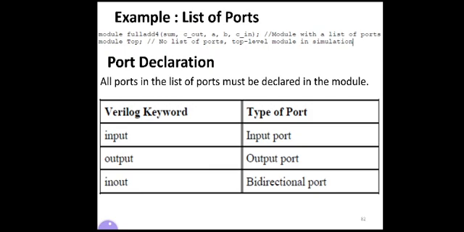There is one more port, which is a bidirectional port, which can act as both input and output. For that, the keyword used is inout, without any space between in and out. It is continuous inout in small case letters. So these are the keywords used for port declaration. If you have input ports, you declare them as input. If you have output ports, declare them as output. If you have any bidirectional ports, you declare them as inout.